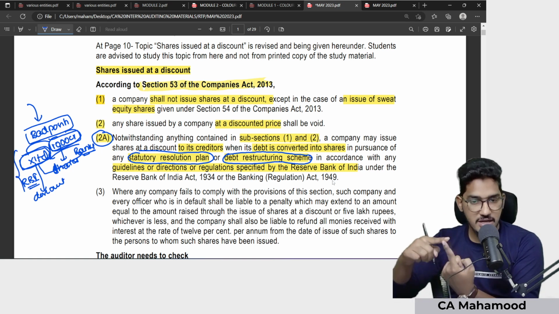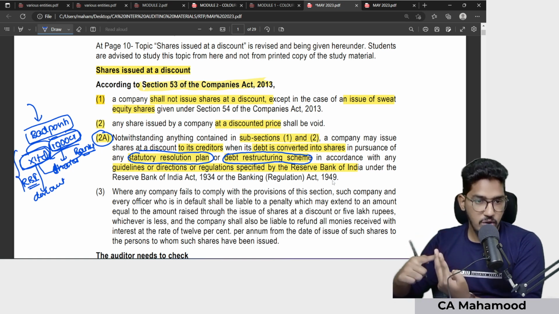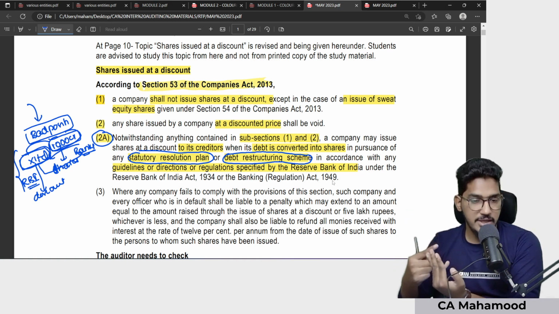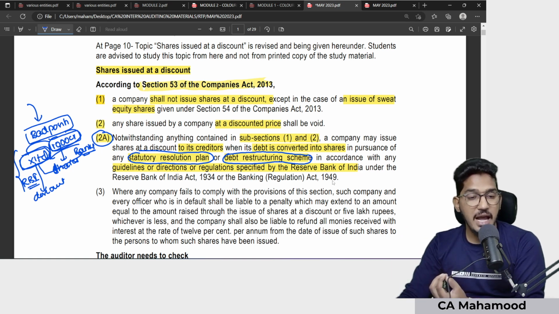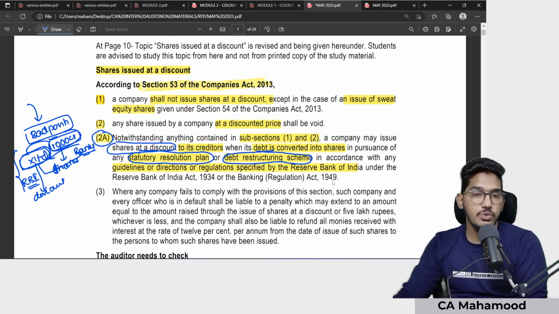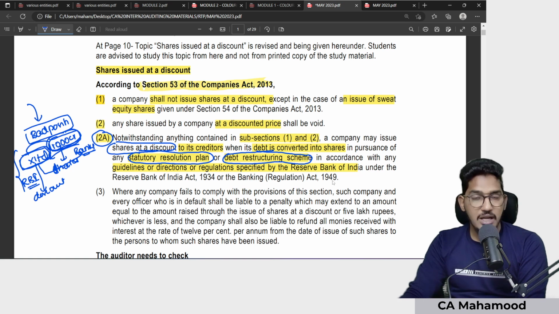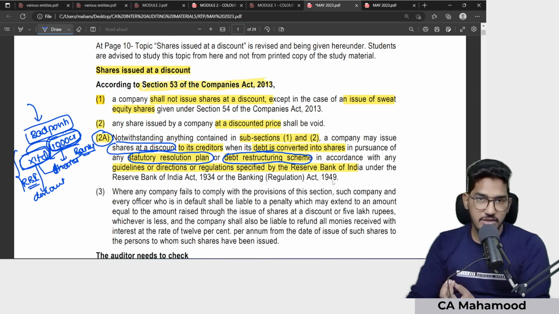One is sweat equity shares and the other one is as a part of statutory resolution plan or as a part of debt restructuring plan announced by RBI. In that case, the company can issue shares at a discount to its creditors when the debt has been converted into shares. Now this company has been ordered by the RBI to convert this 1,000 crores of loan into shares. Now as part of that conversion, those shares can be issued at discount.